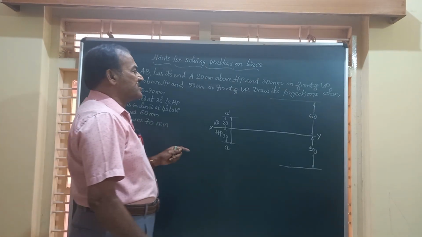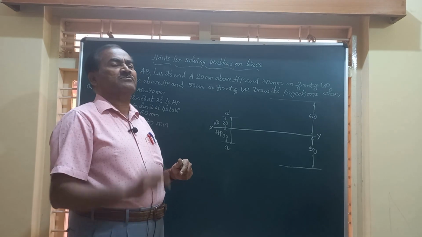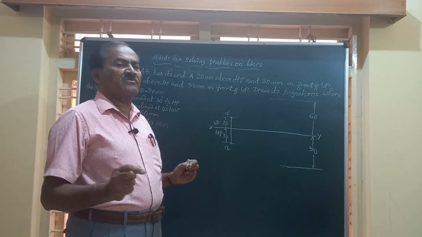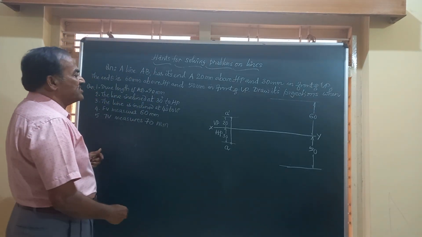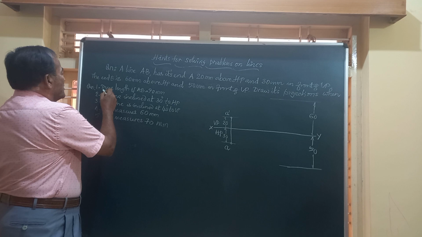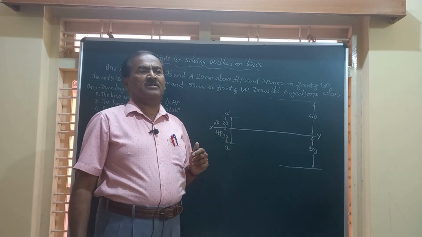So using this data, let us see how to work out each of these problems. Please listen carefully and give a good thought to this problem. Here, friends, the first problem says the true length of the line AB is equal to 90 millimeter.